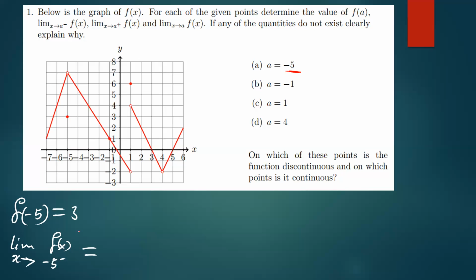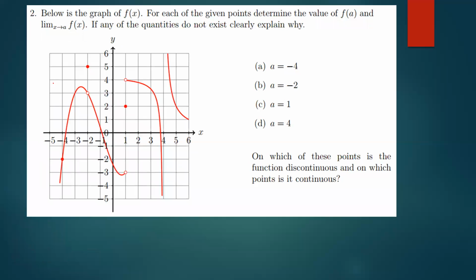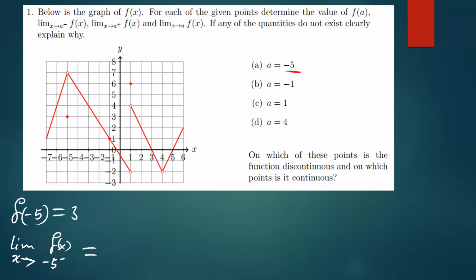-5 from the negatives. So when x is approaching -5 from the negative side, we have to follow this part here. Let me just circle it. This one here. So we're coming from the negative side, and then we're coming like this. So now, what value do we have, or where does this limit converge?